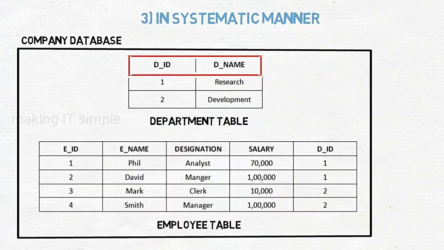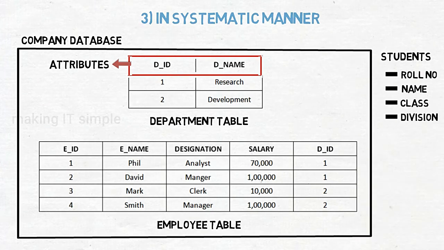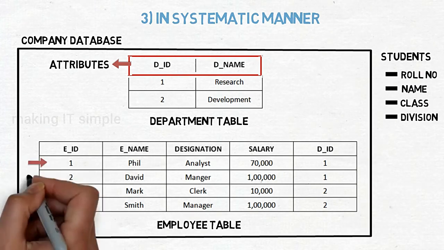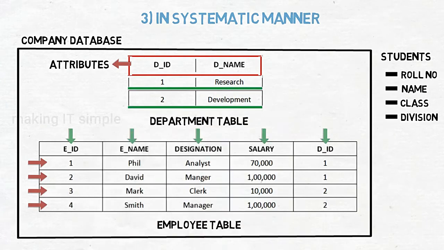These are the attributes of the table. For example, if we make a table of students, then roll number, name, class, division will be its attributes. These are the rows of table. Each row is one individual record. These are the columns of the table. One individual record in table is also called a tuple.